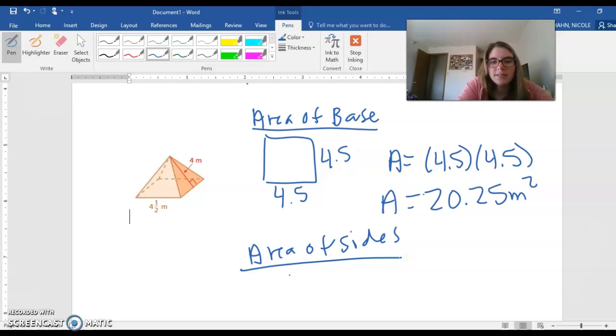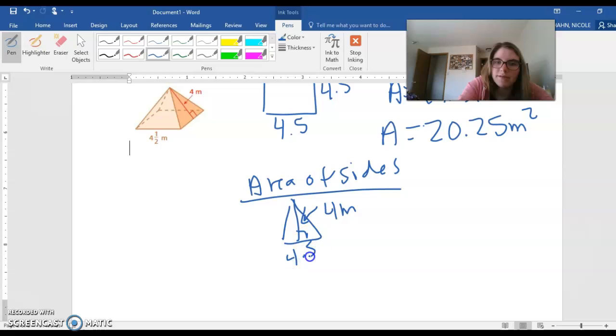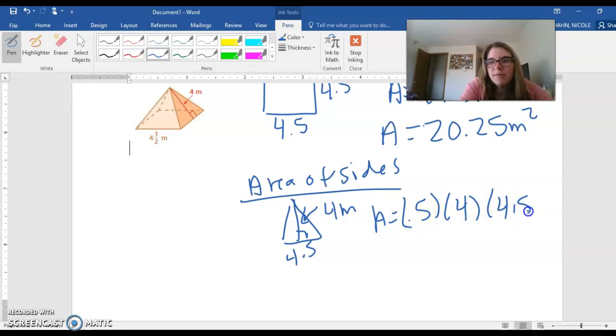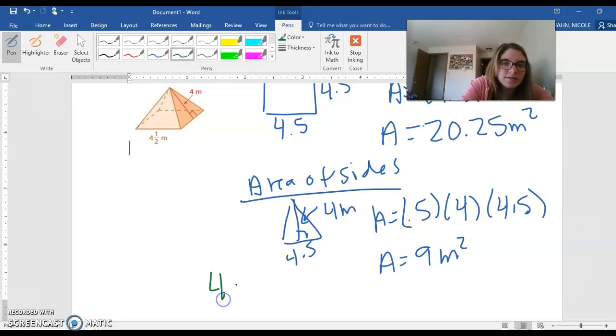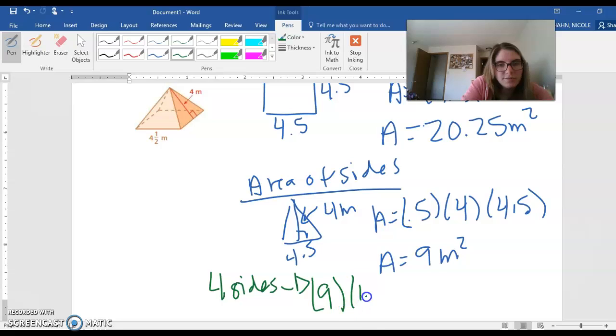Then I'm going to find the area of the sides. So I have a triangle, and this is 4 meters, and my base is 4.5. So my area equals 0.5 times 4 times 4.5. So my area is going to equal 9 meters squared. And then there are 1, 2, 3, 4 sides. So I'm going to take 9 times 4. That gives me 36 meters squared.